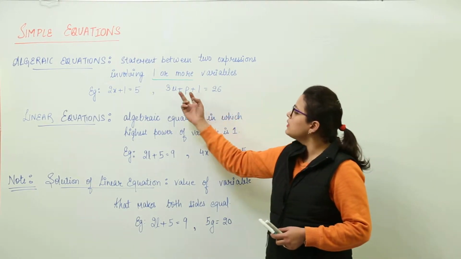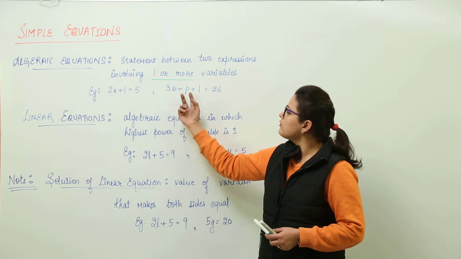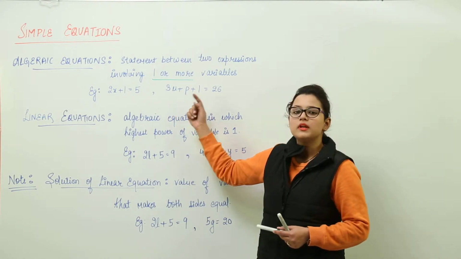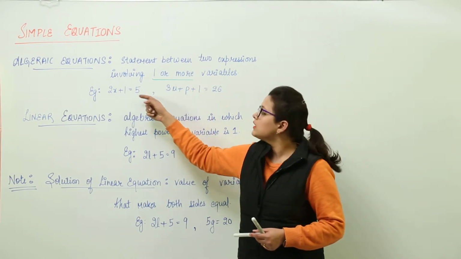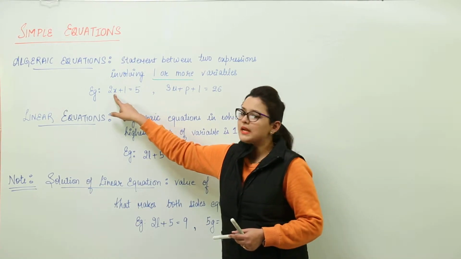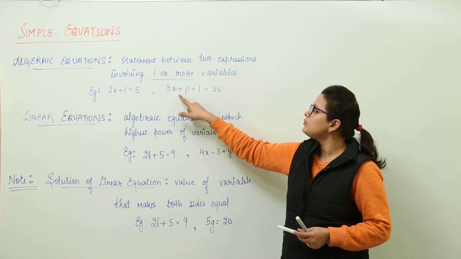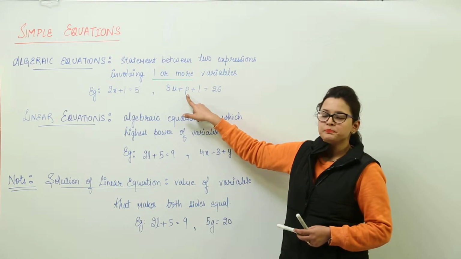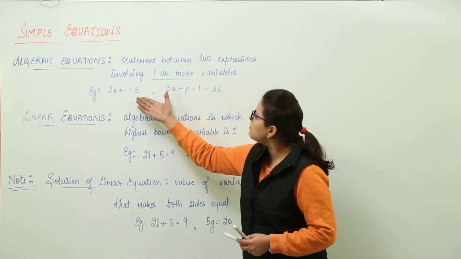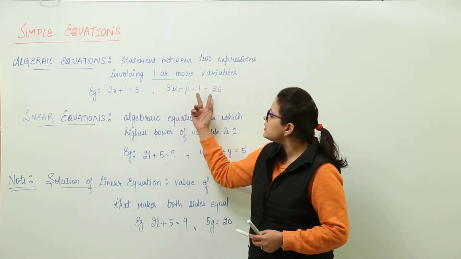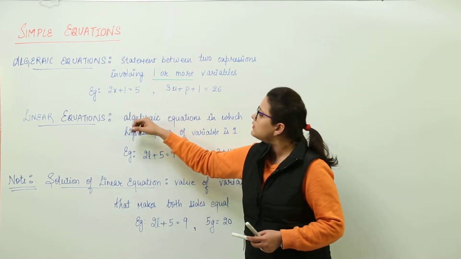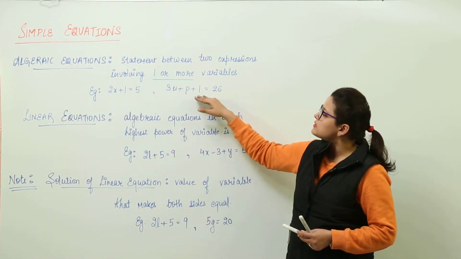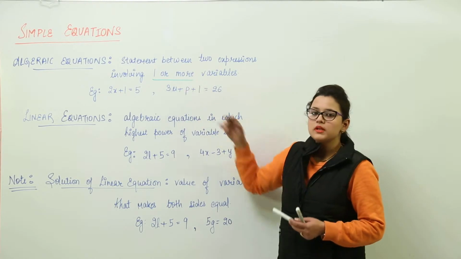Here we are having two or more expressions having variables. The variables can be one or more. Here we have only one variable, that is x, and here we have two variables, u and p. So a statement between two expressions. Now these are two expressions, right? Each is made up of so many variables.